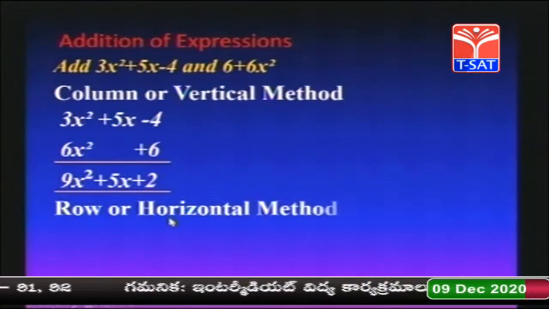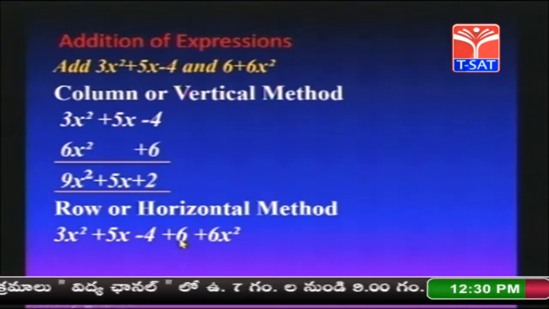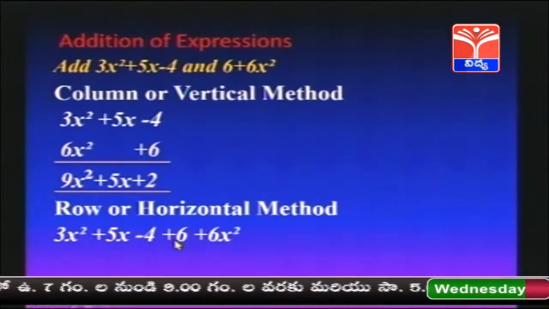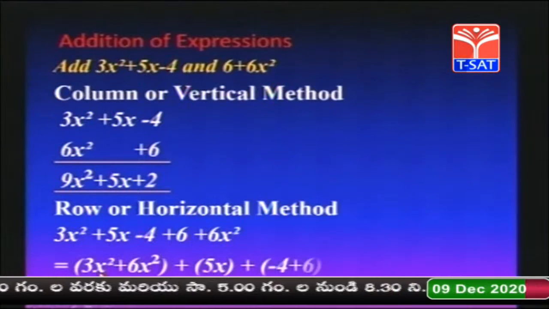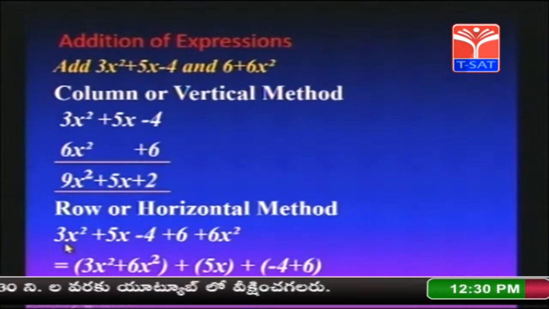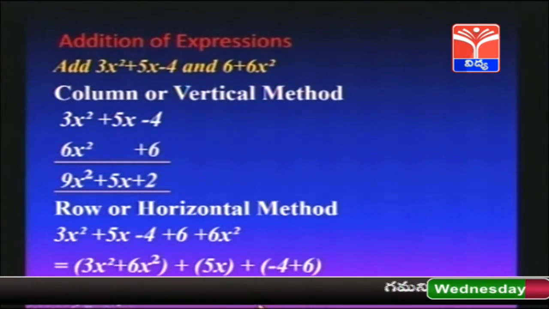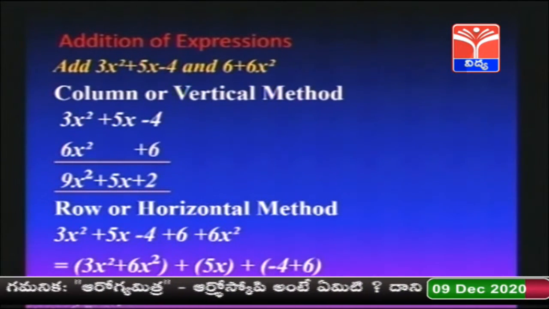Now the row or horizontal method: 3x square plus 5x minus 4 with a plus sign in between, plus 6 plus 6x square. Now we will regroup the like terms together, that is 3x square plus 6x square as one group, 5x as a single term, minus 4 plus 6 as one more group. Now if you add here, 3 plus 6 coefficients are 9, that is 9x square, plus 5x as it is, minus 4 plus 6 gives you plus 2.